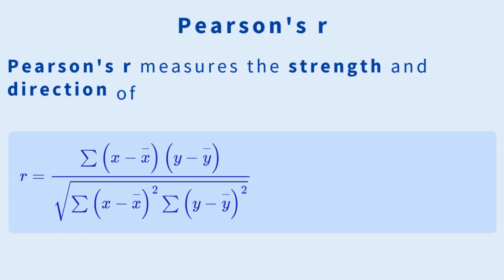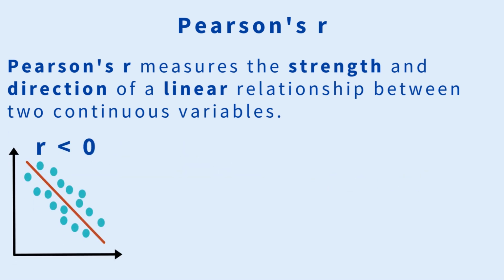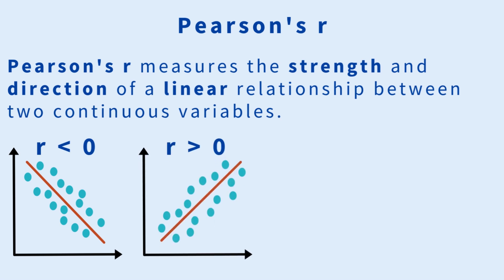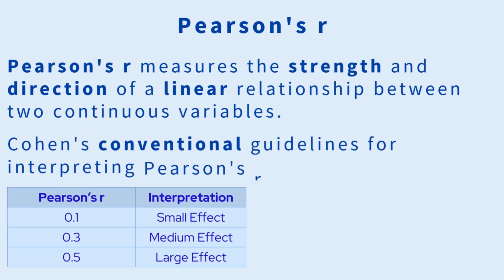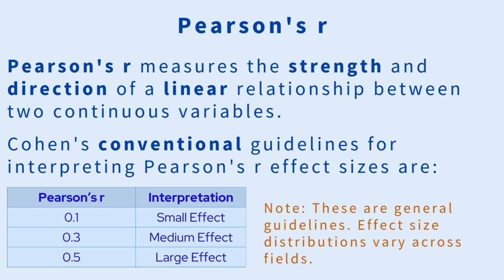Pearson's r measures the strength and direction of a linear relationship between two continuous variables. Its values range from -1 to +1, where negative values indicate a negative association, positive values indicate a positive association, and the absolute magnitude represents the size of the effect. These are Cohen's conventional guidelines for interpreting the magnitude of Pearson's r effect sizes.